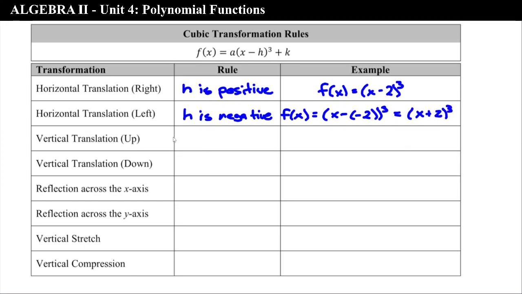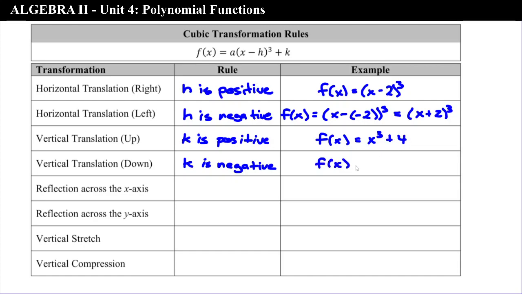Now, vertical translations up and down behave very much like you would expect. If k is positive, then you're going up. If k is negative, then you're going down. So it would look like this: f(x) = x^3 + 4, and f(x) = x^3 - 4. Okay, so the k value is what's not in the parentheses. It's usually right on the end.